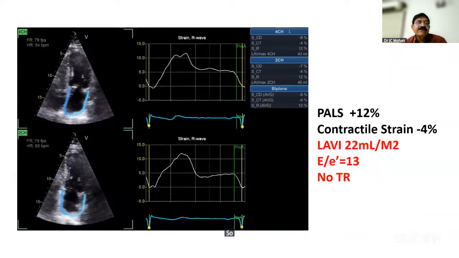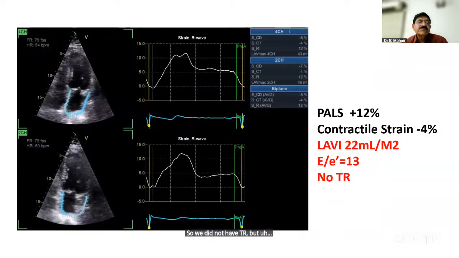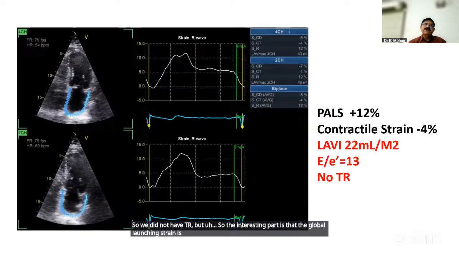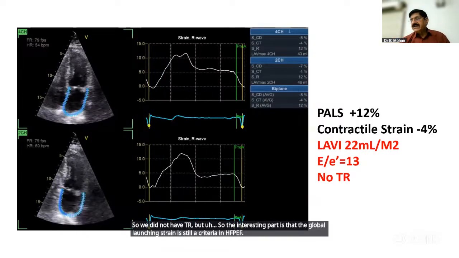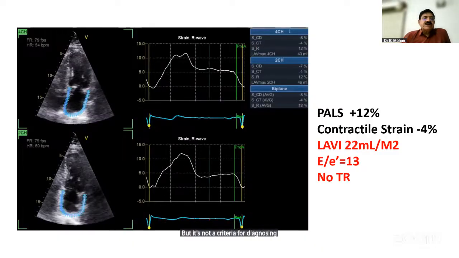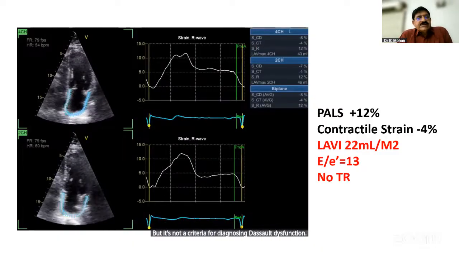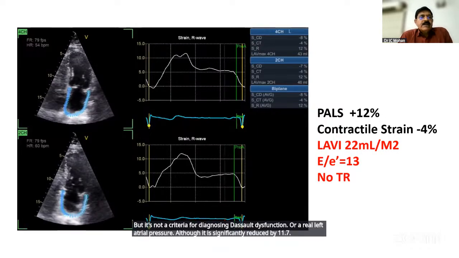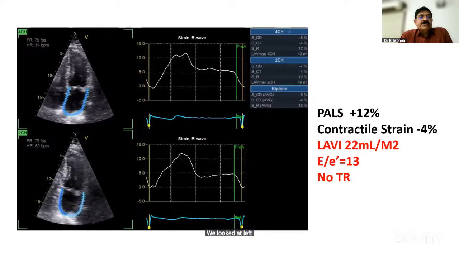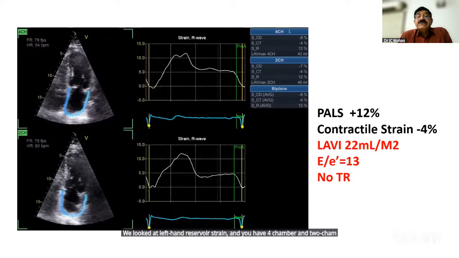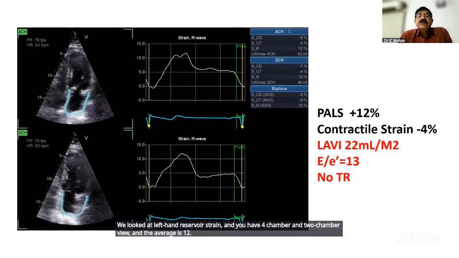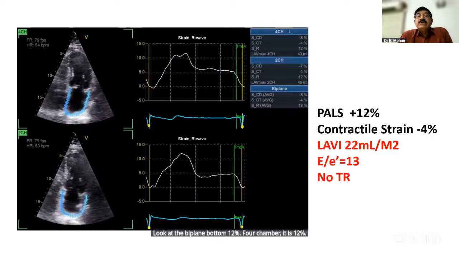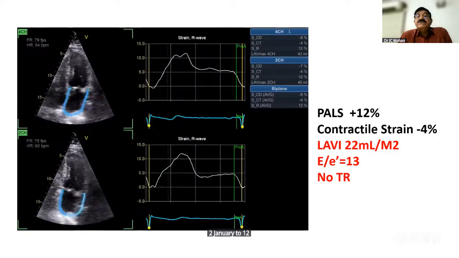So we did not have TR, but the interesting part is that global longitudinal strain is still a criterion in HFpEF, but is not a criterion for diagnosing diastolic dysfunction or raised left atrial pressure, although it is significantly reduced at 11.7. We looked at left atrial reservoir strain, and you have 4-chamber and 2-chamber view, and the average is 12%. Look at the biplane bottom, 12%. 4-chamber, it is 12%. 2-chamber, it is 12%, and average is 12%.